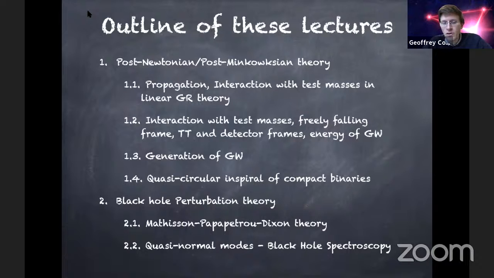So I want to talk a bit about the Mathisson-Papapetrou-Dixon theory, which is a theory for spinning particles, because we all know about geodesics and probe particles without spin. But there is an interesting theory when particles have spin, which has been a focus of recent attention in this black hole perturbation theory framework. And then if we have time, I will talk about the quasi-normal modes. So about the black hole spectroscopy, the ringing of black holes in the late phases of mergers.